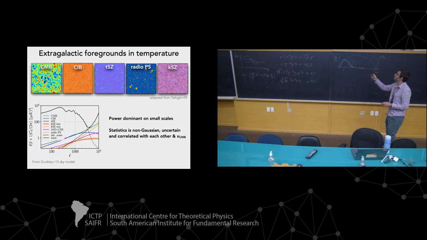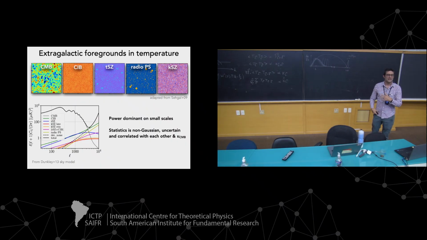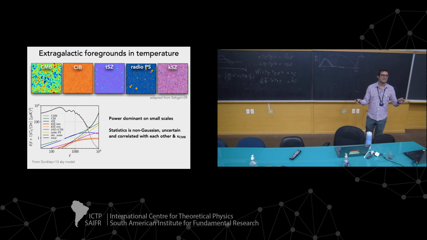So you can have a model for how each of these foregrounds scales with frequency. And as a result, you have a model for all the auto and cross spectra of all the different frequencies. And then you let your likelihood tell you what the CMB power spectrum was.